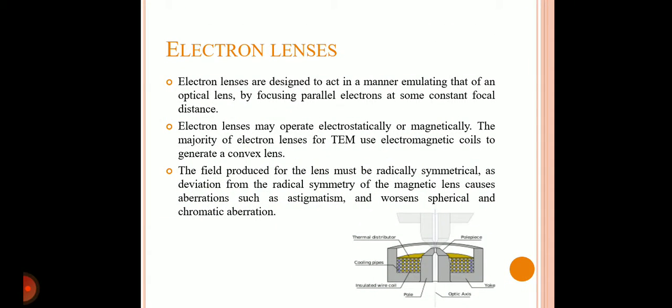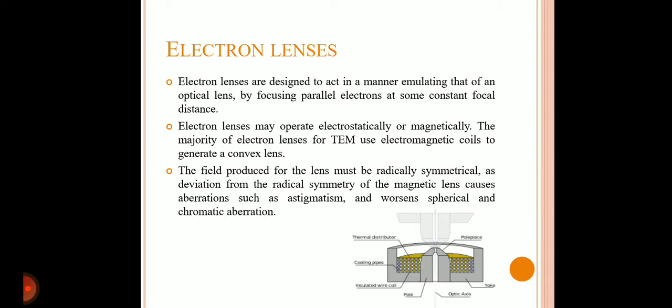Next are electron lenses. Electron lenses are designed to act in a manner emulating that of an optical lens by focusing parallel electrons at some constant focal distance. Electron lenses may operate electrostatically or magnetically. The majority of electron lenses for TEM use electromagnetic coils to generate a convex lens. The field produced for the lens must be radially symmetrical, as deviation from the radial symmetry of the magnetic lens causes aberrations such as astigmatism, spherical and chromatic aberration.